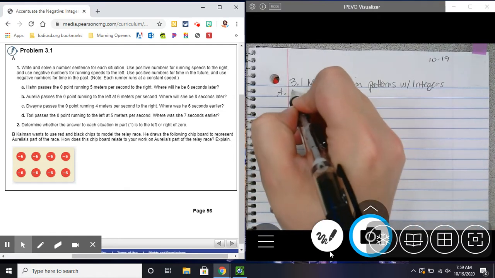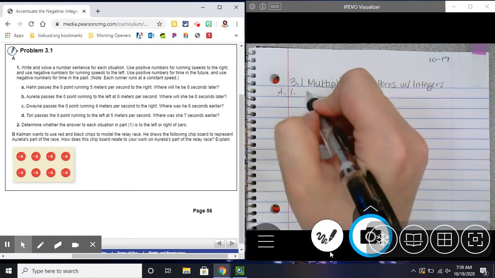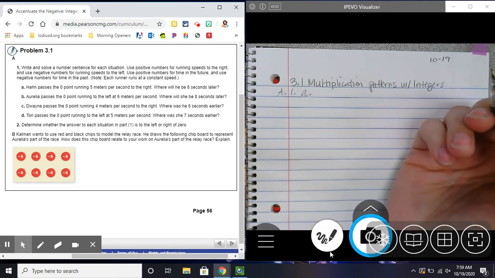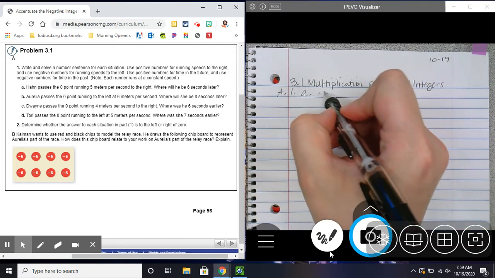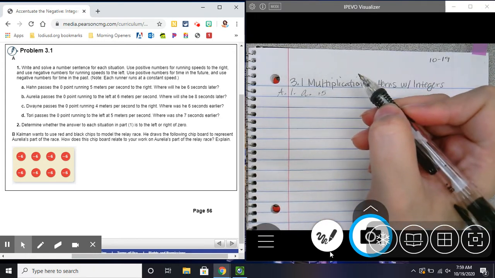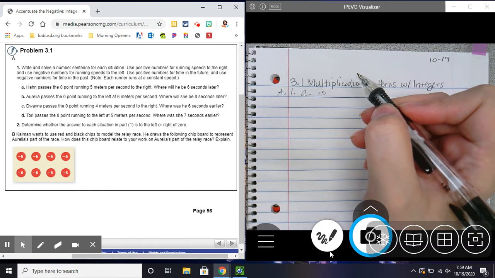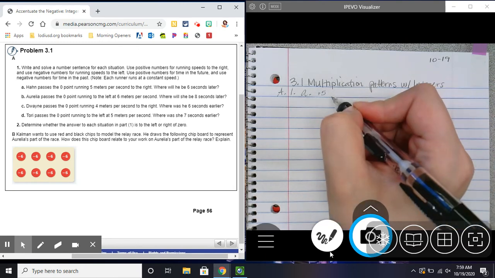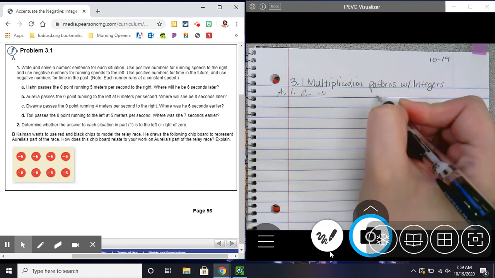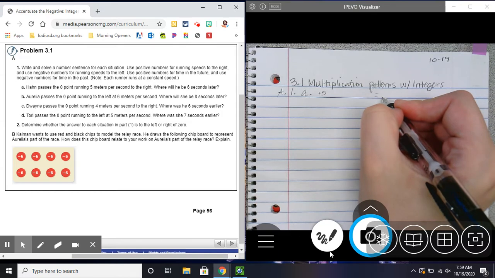So problem A, number 1, part A, says Han passes the 0 point running 5 meters, so positive 5, per second to the right. Where will he be 6 seconds later? So 5 meters per second. Where will he be 6 seconds later?